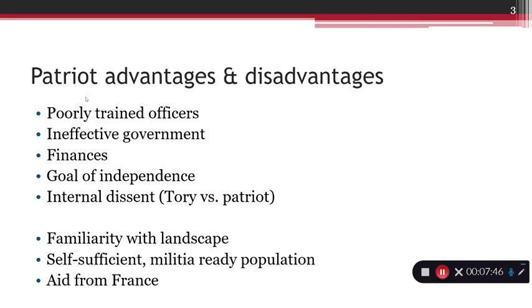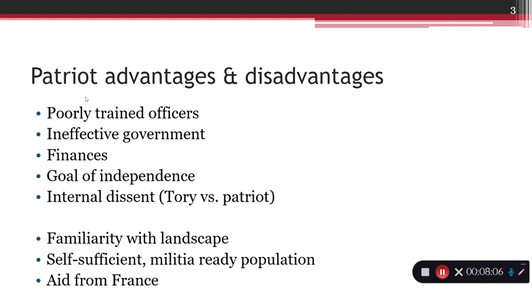Officers in the 18th century tend more to be gentlemen than they have military experience. So there's a handful of Americans that have some kind of experience in the military, but by and large, they get their role, they get their position because of who they are more than what they know.